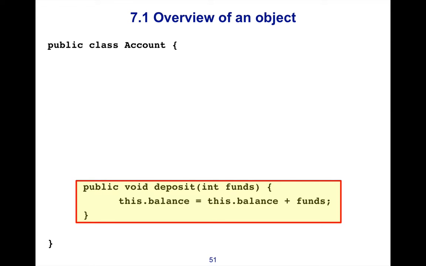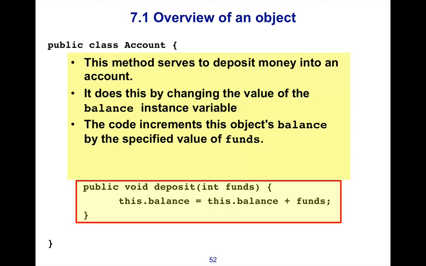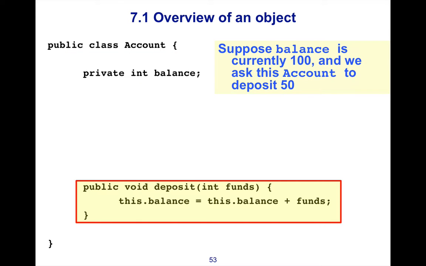Let's look at another method. This method, deposit, adds the specified funds to your bank account. So this method serves to deposit money into an account, and it does this by changing the value of the balance instance variable. Now we've incremented variables before. We could say i equals i plus 1 to change the value of i to be 1 greater. Here we're taking the instance variable balance, which records how much money you have. We're adding the specified funds provided as a parameter when this method is called, and we're storing the result in this.balance.